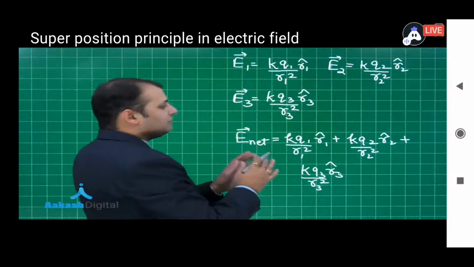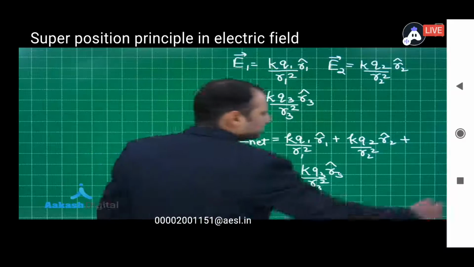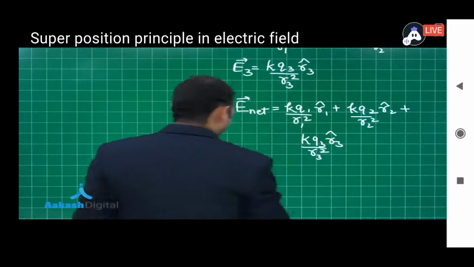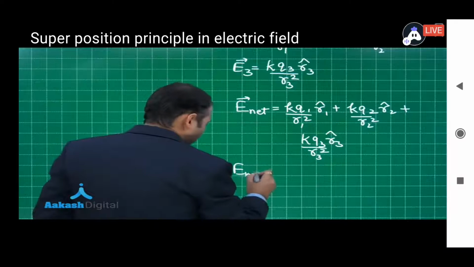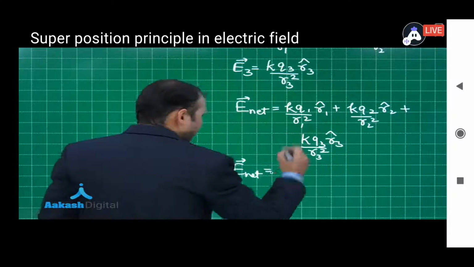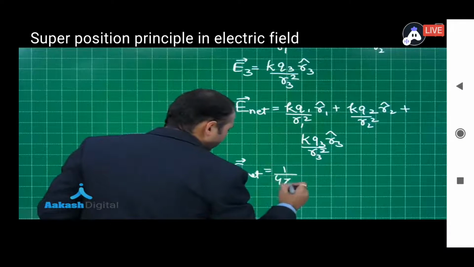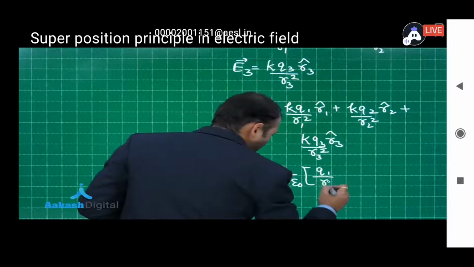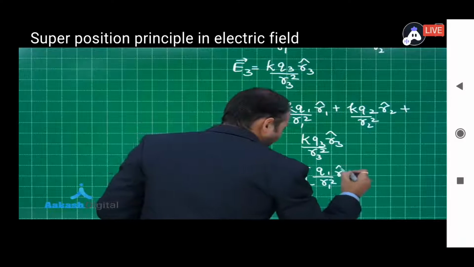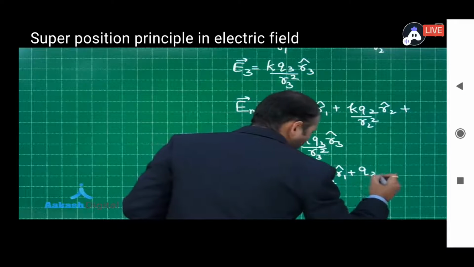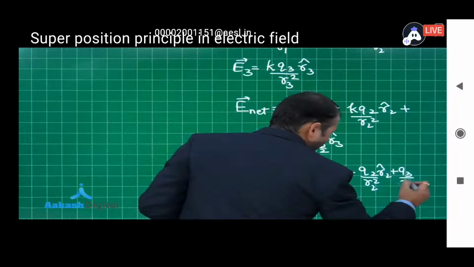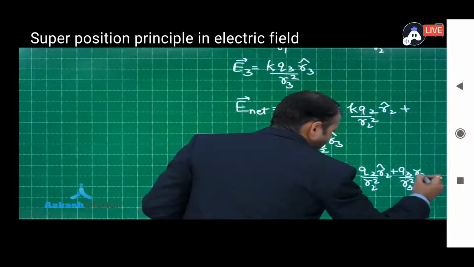Now, how can we add these? Just take the K part common. If you can do that, you will get E net equals K, or I can say 1 upon 4 pi epsilon naught, into Q1 upon R1 square R1 cap plus Q2 upon R2 square R2 cap plus Q3 upon R3 square R3 cap.